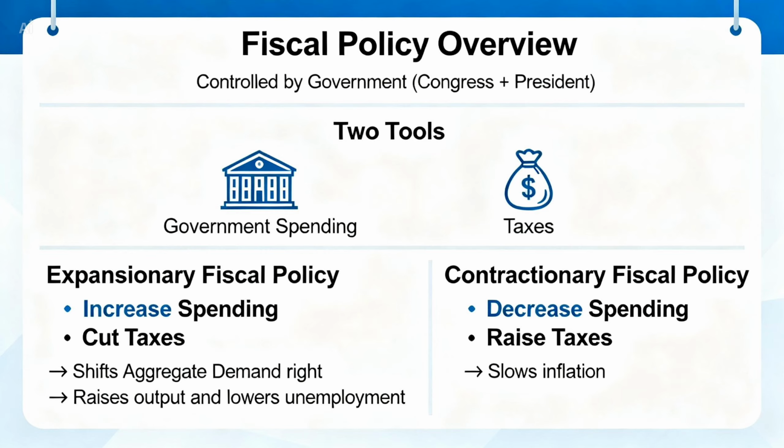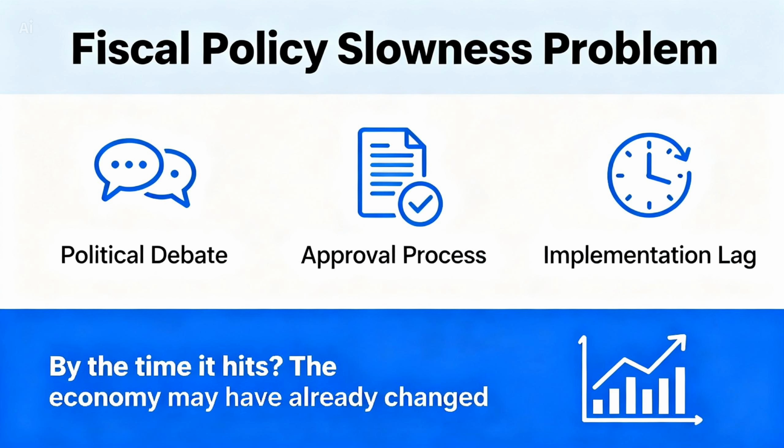An expansionary fiscal policy: increase spending, cut taxes, shifts the aggregate demand right, raises the output, and lowers unemployment. Then, contractionary fiscal policy: decrease the spending, raise the taxes, slows inflation. But fiscal policy has a problem. It's slow. Political debate, approval process, and then an implementation lag. By the time it hits, the economy may already have changed.